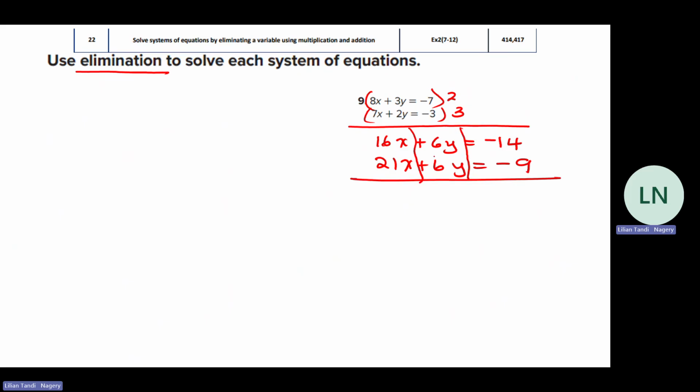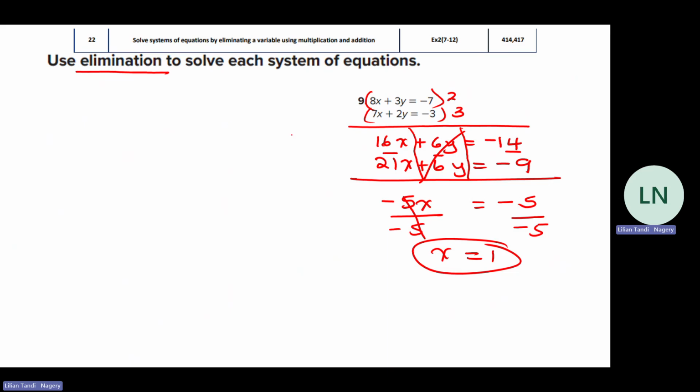I will subtract my y house, so that means I'm subtracting all the houses. 16 minus 21 should be 5, but negative. 16 minus 21 is negative 5x. This is 0. And negative 14 plus 9 should be negative 5. Then you divide both sides by negative 5, and you get x equals to 1.